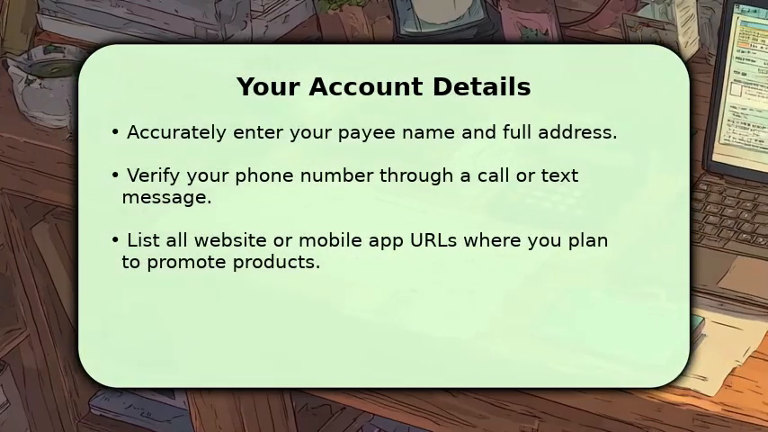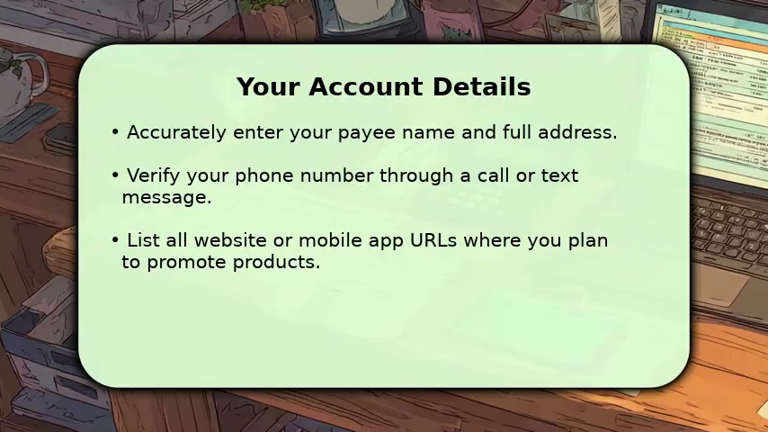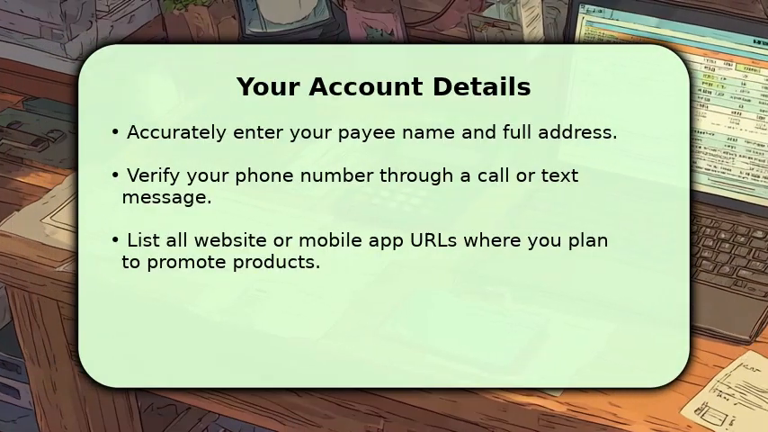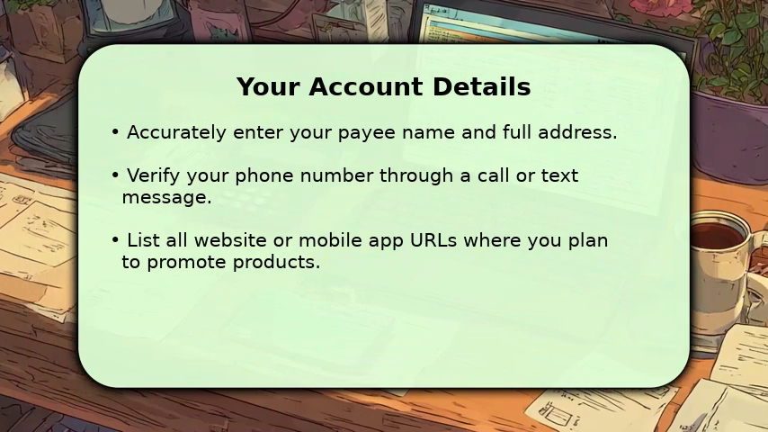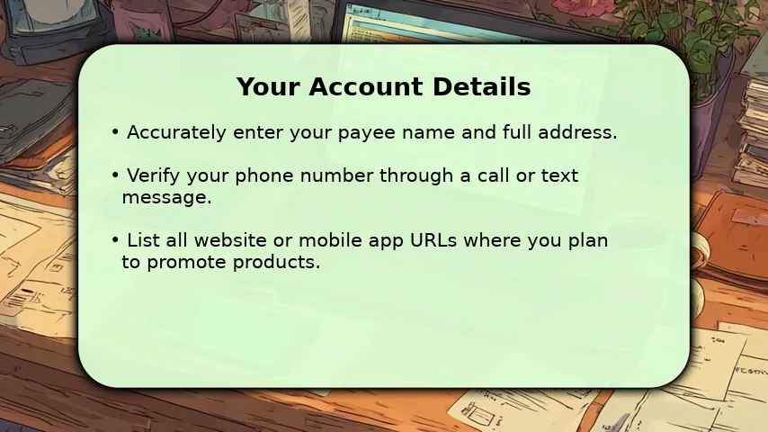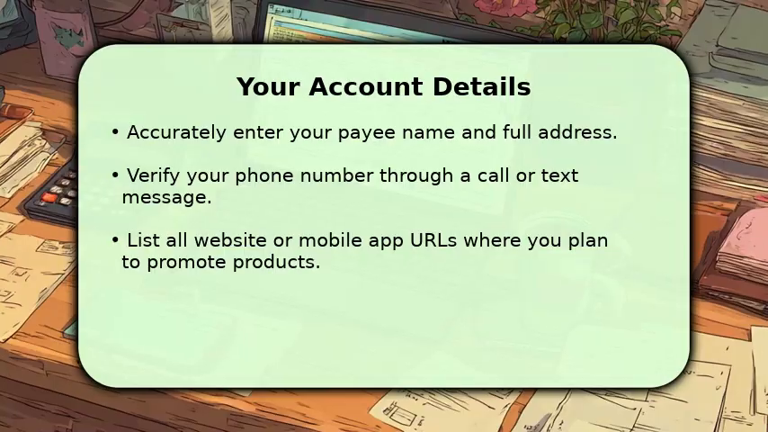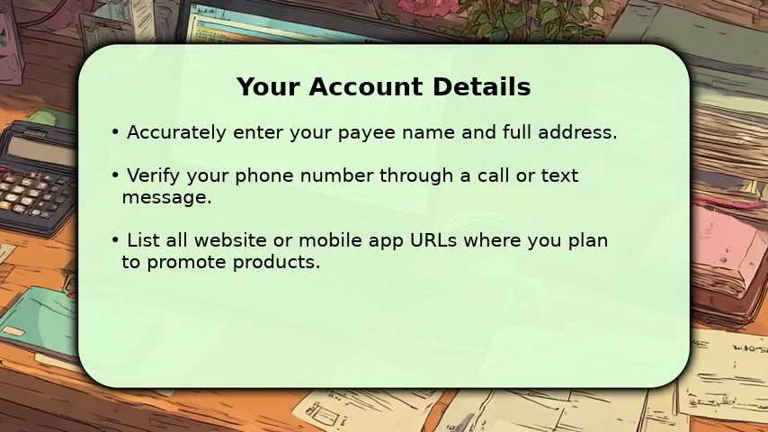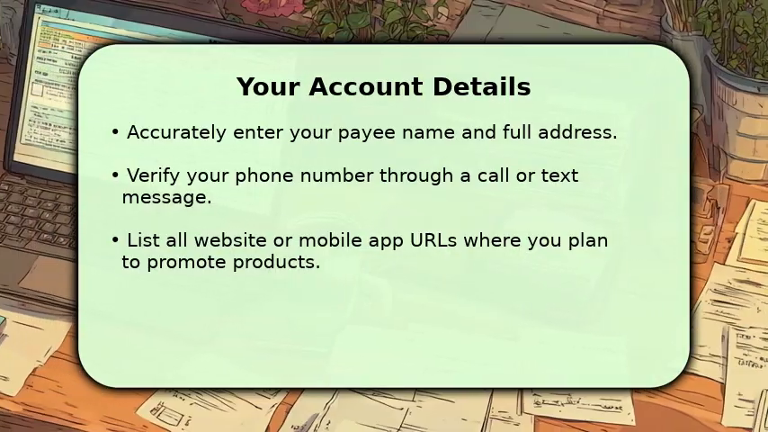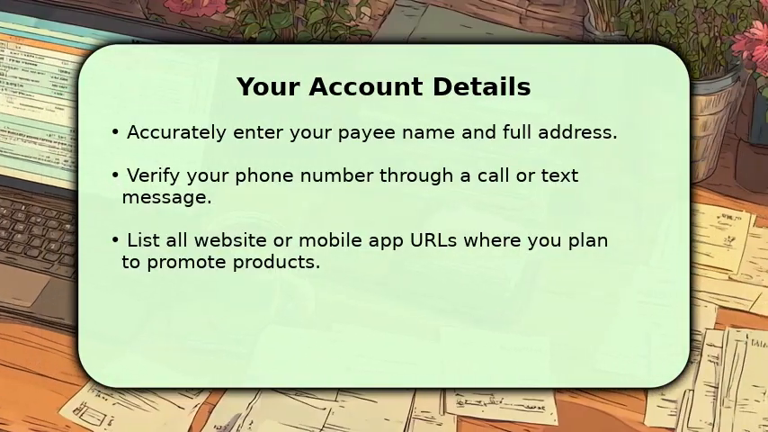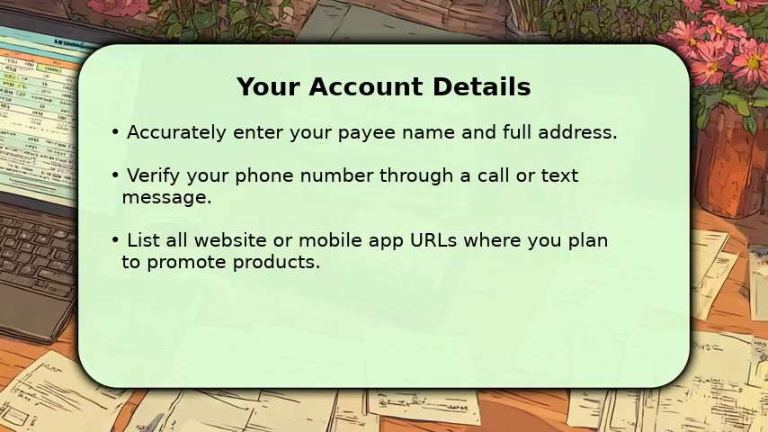Next, you'll need to provide your essential account information. Carefully enter your payee name and complete address, ensuring all details are correct for future payments. You'll also be prompted to confirm your phone number, typically through a quick call or text message verification. Finally, list all the website or mobile application URLs where you intend to promote Amazon products.